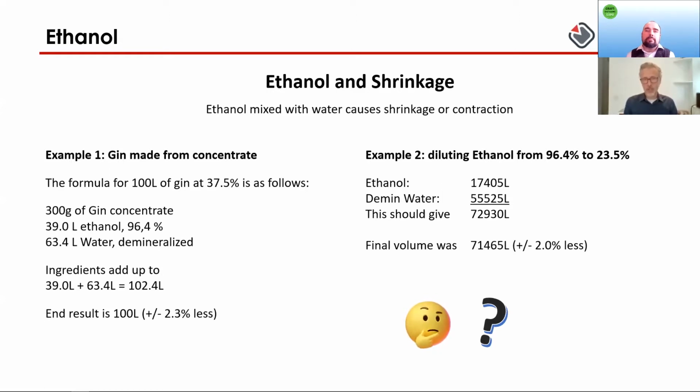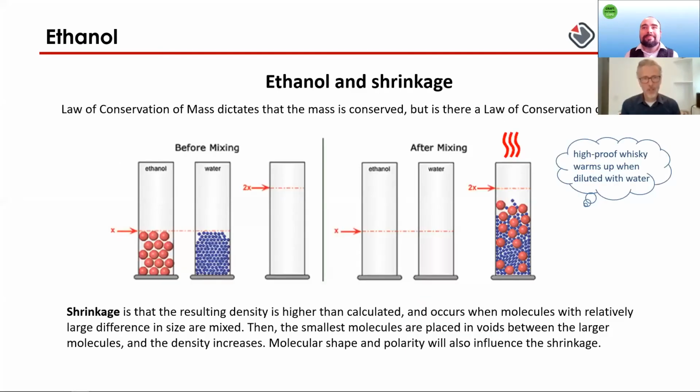So there's something happening that is not logical, you could say. Another example is diluting high-strength ethanol to a lower strength. Again, we have the absolute volumes in liters of ethanol and demineralized water, and then we add them up. But actually the blend, the mix, will be a lot less. Okay, so what happens here? This is quite a good representation, I think. We see the bucket of ethanol and water. We mix them together, and you would expect that if you mix 1 liter of ethanol and 1 liter of water, you're going to end up with 2 liters.